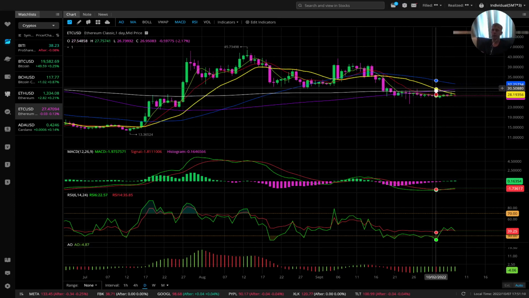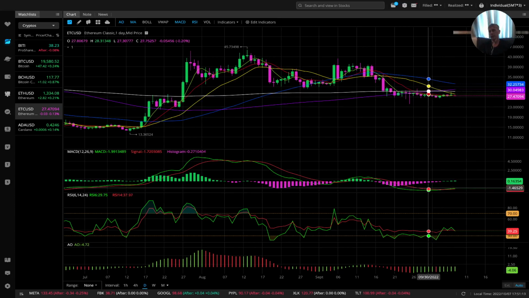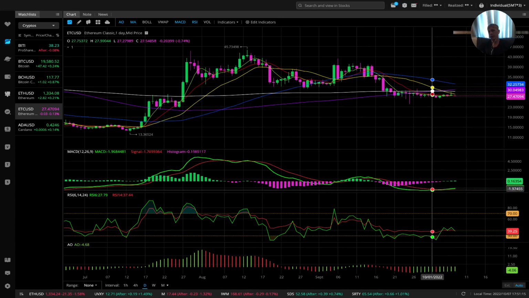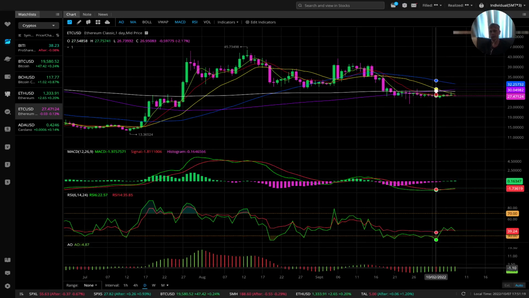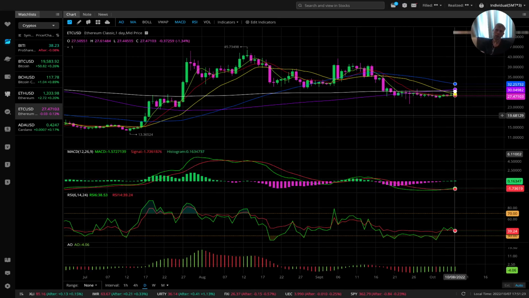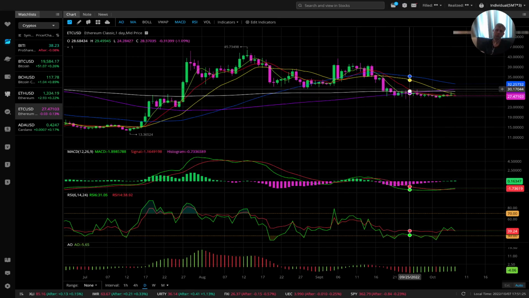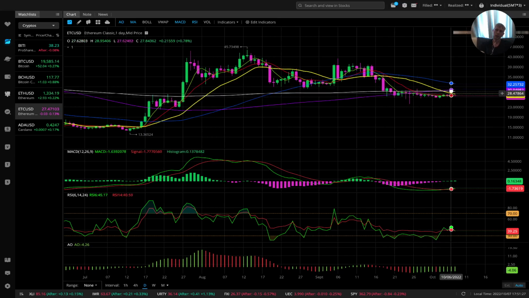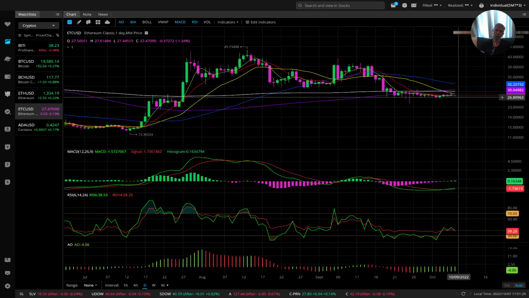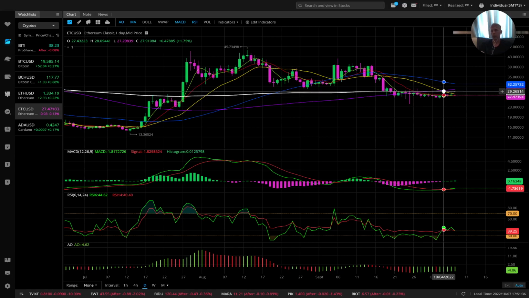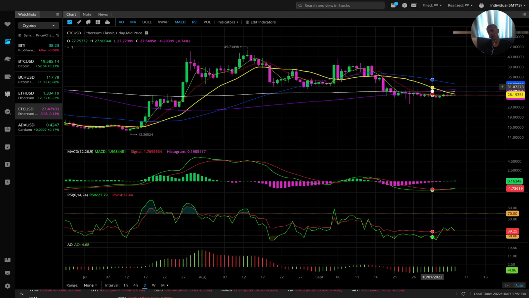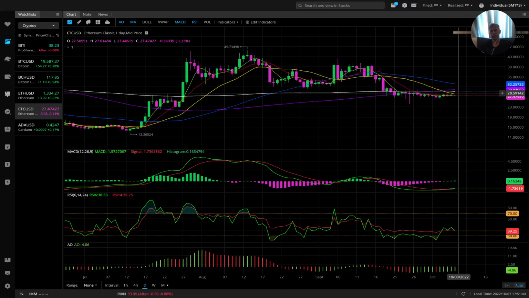MA 20 is in the bearish trend, but MACD is in the bullish trend, RSI in the bullish trend, and also the oscillator in the bullish trend. All indicators are in the bullish trend, but bars are below MA 200, the last bar is below all moving averages, and MA 20 did a bearish crossover of 200.